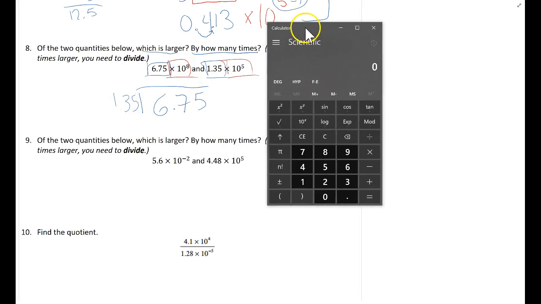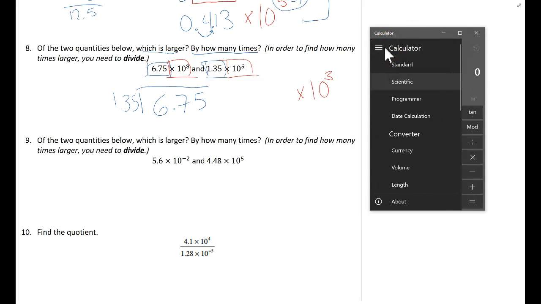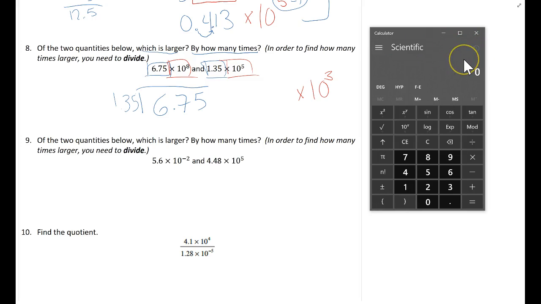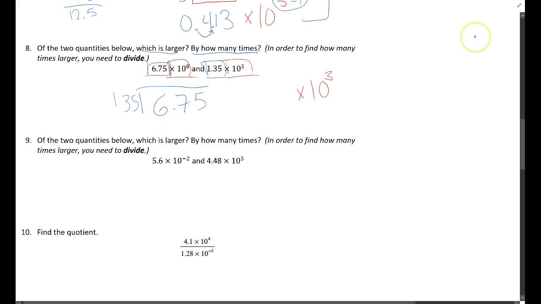I make sure that it is in fact in scientific form. You can do that by clicking here. There's no reason to be using a standard calculator in 8th grade. And I say 6.75 divided by 1.35. And I get 5. So, thank you, calculator. I get 5.